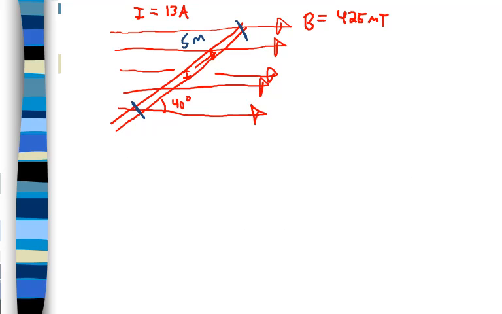So let's take a look at this situation where we have a 5-meter long wire exposed to a field that's 425 millitesla, and the current is 13 amps. Why don't you go ahead and try this one and calculate it, and use the right-hand rule to figure out the direction of the force, and when you're ready to check, you can hit play to continue.